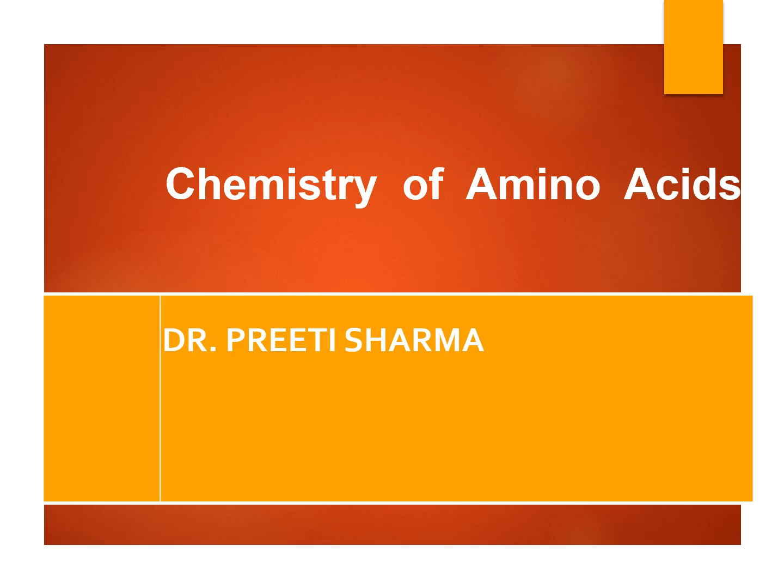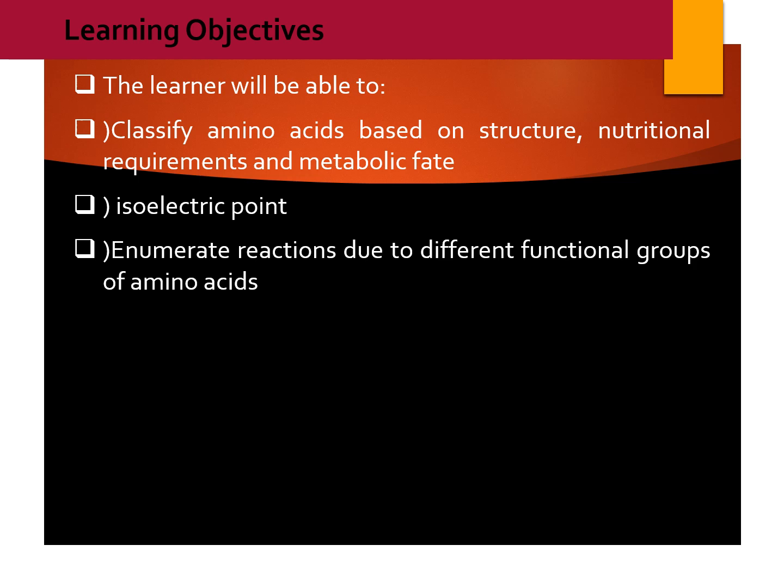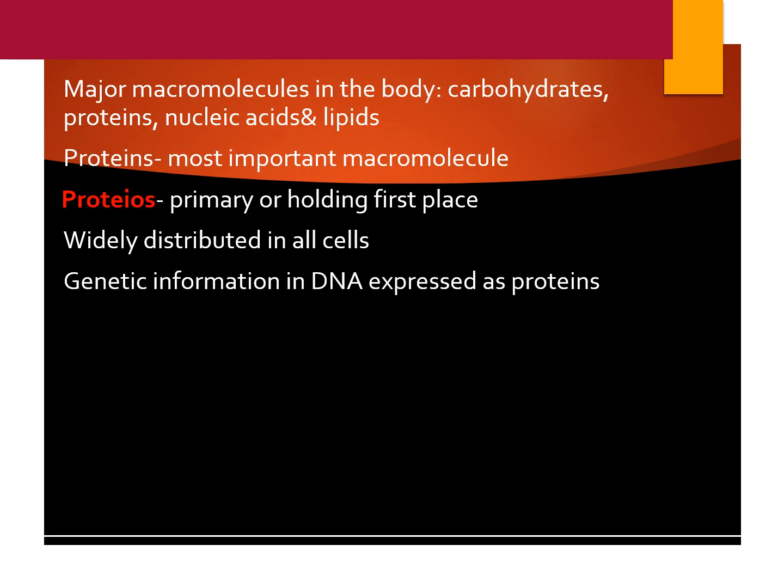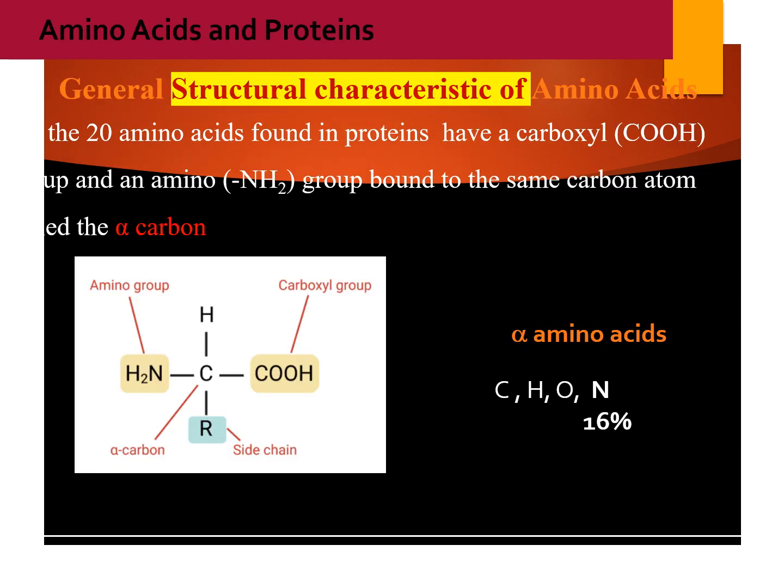So let's continue. Today's learning objectives are: classify the amino acids based on their structure, nutritional requirement, and metabolic fate. We'll come to know about the isoelectric point, and we'll enumerate the reactions due to different functional groups of amino acids. Major macromolecules in the body are carbohydrate, protein, and nucleic acid, as we all know.